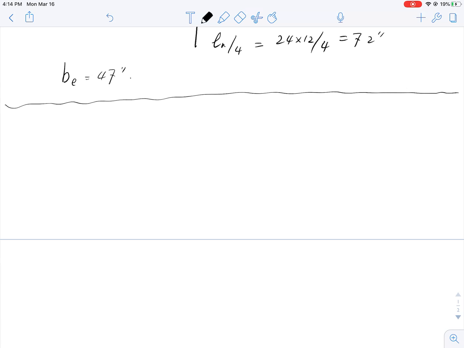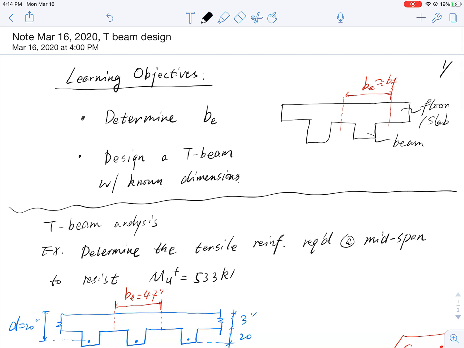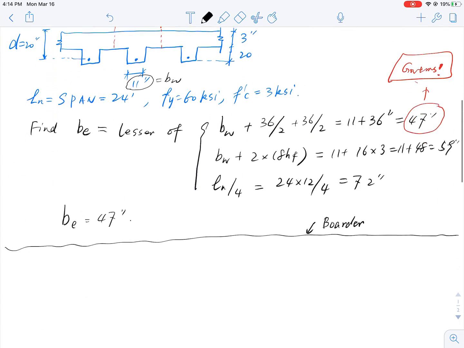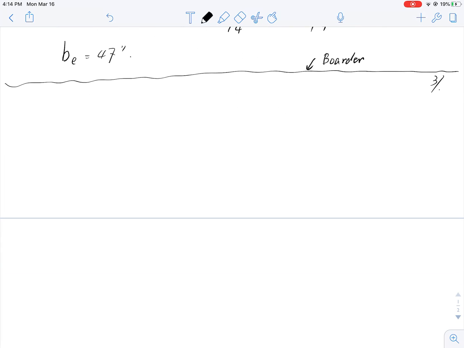Since I don't have the board, every time I draw a line, this is a border. If I want to say slides, this would be slide number 1, slide number 2, and so on. With that, I can find out the As. This is the known cross section.